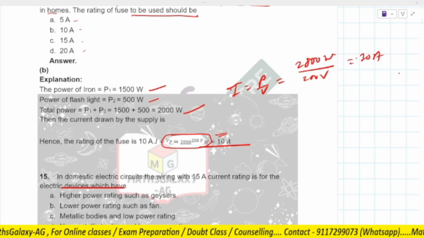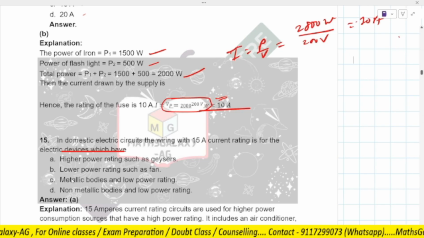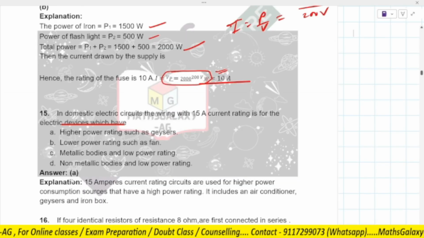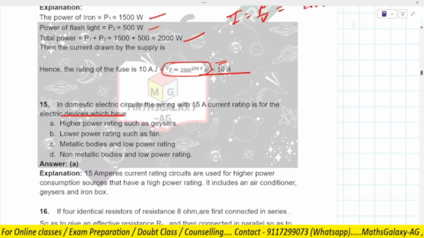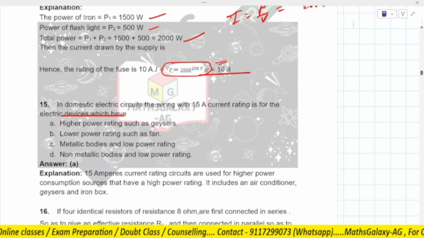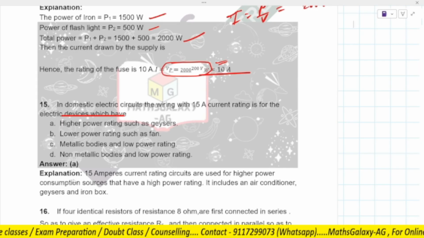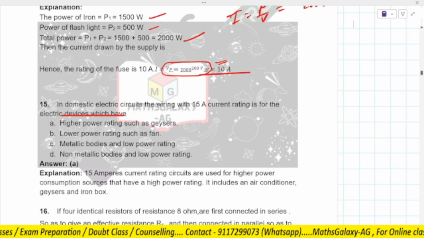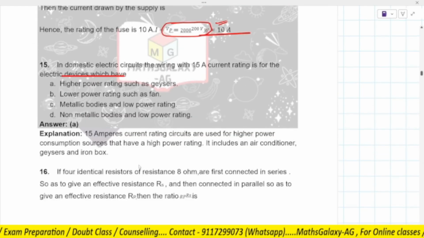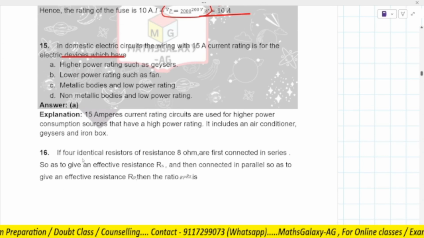So it will be option A. 15 ampere current rating circuits are used for high power consumption sources that have a high power rating. It includes an air conditioner, that is AC, geysers and iron box.